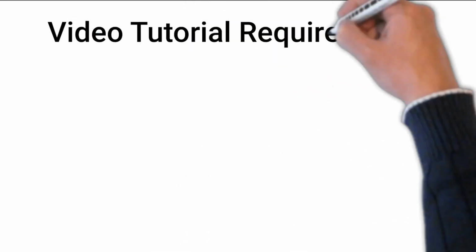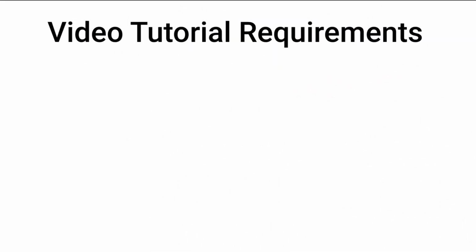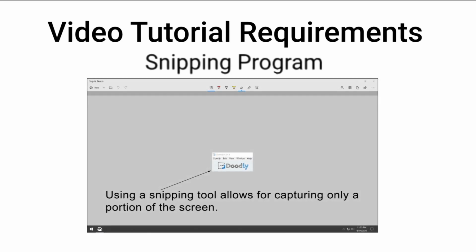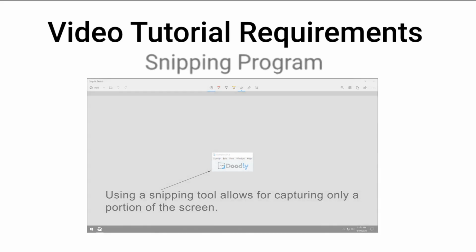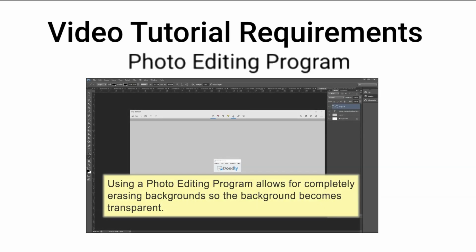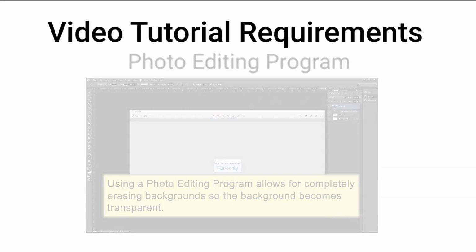There are a few things required to make it through this tutorial. A screen snipping program. This is a program that will allow you to capture a portion of the screen. I will be using the Windows Snip and Sketch tool that comes with Windows 10. A photo editing program. This will be used to remove the white background from the snippet you capture and create your image cover square and rectangles. I will be using Photoshop CS6.